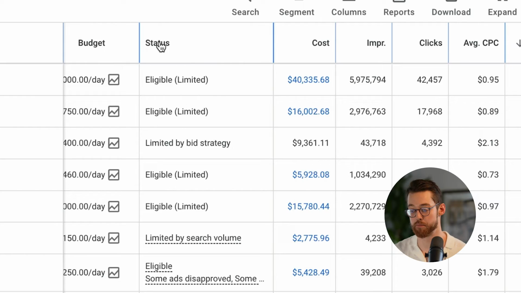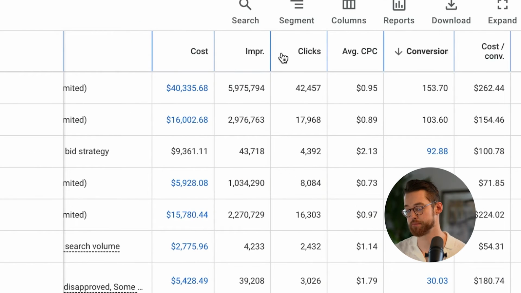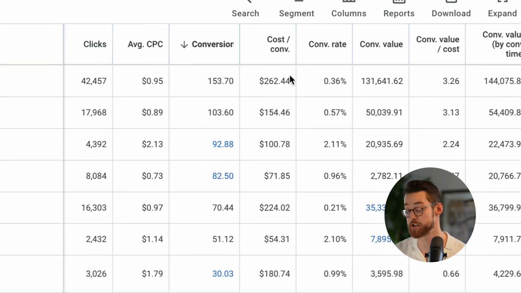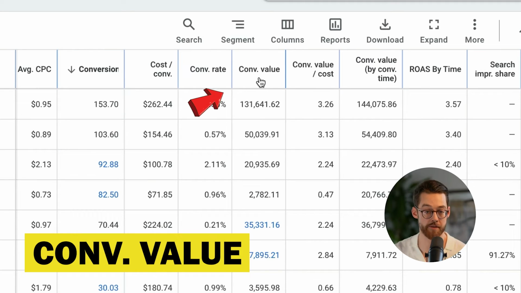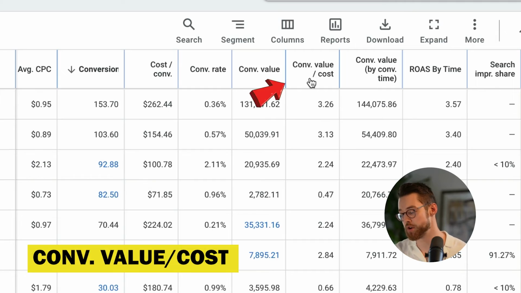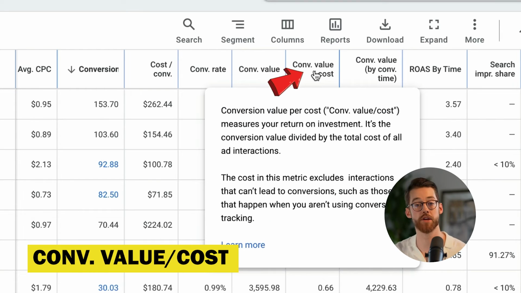So if you're an e-commerce business, you're going to want very much the same setup with a few small adjustments. You're still going to obviously want budget, status, cost, impressions, clicks, average CPC, conversions, cost per conversion as before. And you're still going to want conversion rate. But now you're going to want to really keep a close eye on conversion value. Obviously, conversion value is purchases, and this is what needs to be configured in the revenue tracking inside of the Google Ads conversion settings. And then you're also going to want to have conversion value divided by cost.